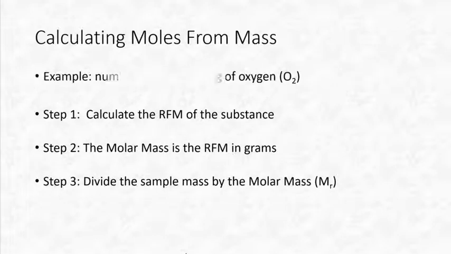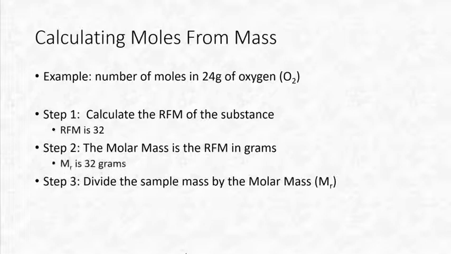Let's look at a new example. The number of moles in 24 grams of oxygen. The relative formula mass is 32. The molar mass is 32 grams, so we divide our 24 gram sample by 32 grams of molar mass, and that gives us 0.75 moles.